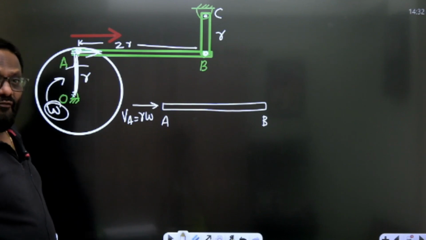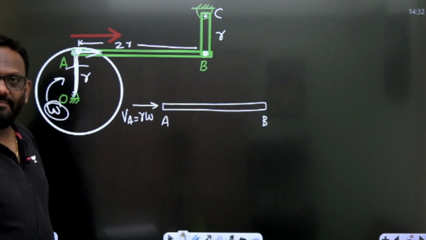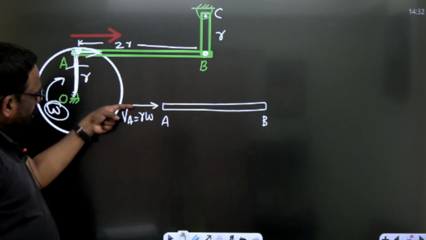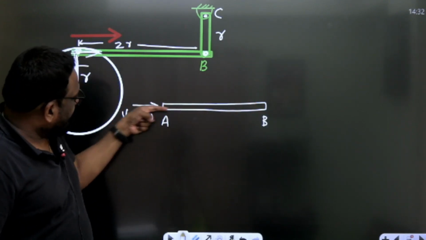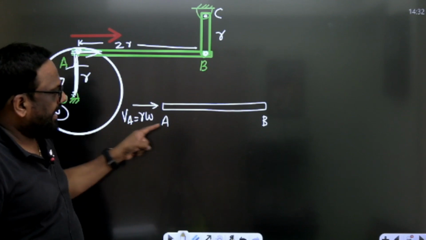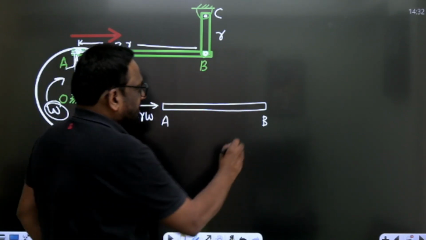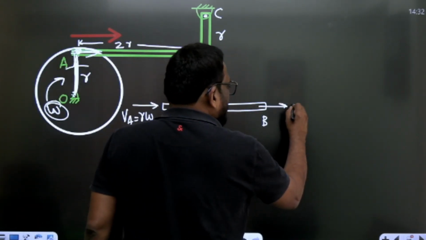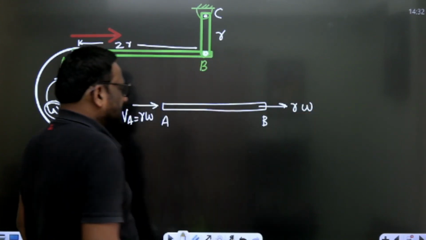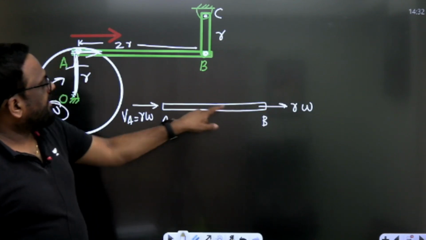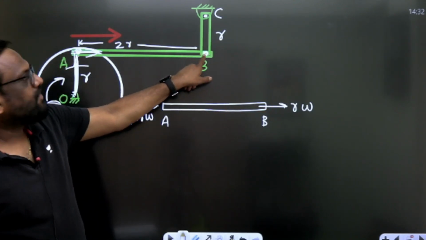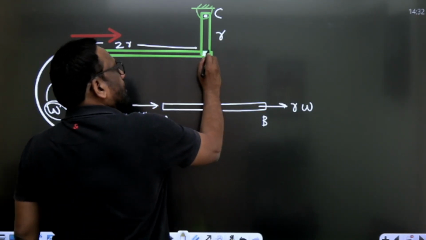Now, will there be any relative velocity along the length of the link? No. Along the length of the link, if the velocity here is r omega, then what should it be here, sirs? This should also be r omega only, because there will not be any relative velocity along the length of the link. So this is the velocity of B, sirs. So what will be the velocity of this point B?